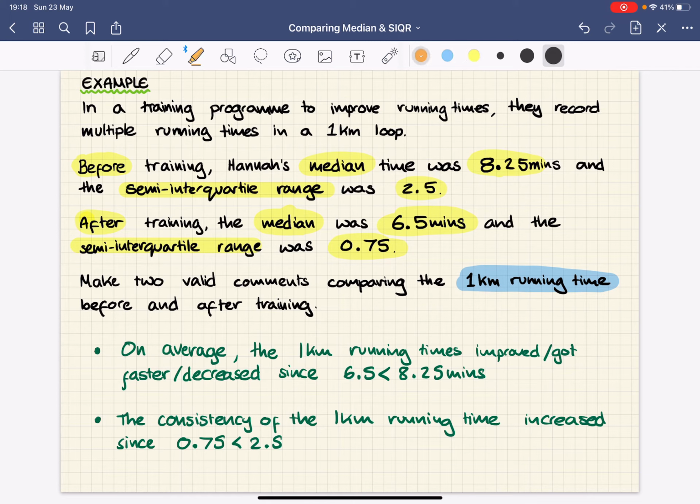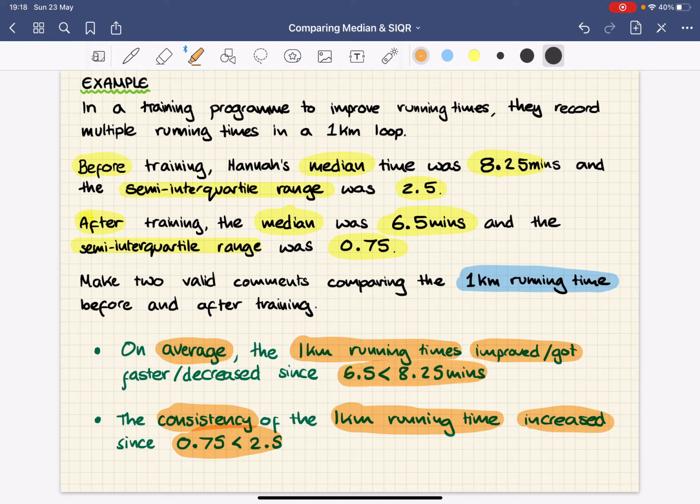So of the key things that are highlighted at the start, we've got that average and that consistency wording rather than saying median or semi-interquartile range. We've got our context, and we say exactly what happened with it. And then we have our numerical comparisons. And all of this is needed in order to get the mark for each of these statements. Okay, so let's take a look at the next one then.